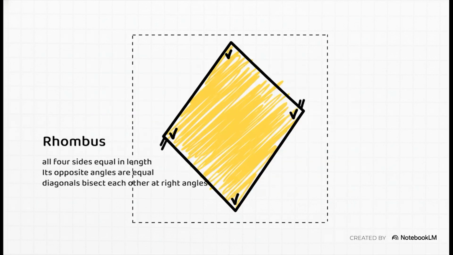Now, let's check out the rhombus. Its key property is that all four of its sides are equal in length. The easiest way to picture it, just think of a square that's been kind of tilted or pushed over a little bit. It's got this perfect symmetry, which is probably why you see it so often in patterns like on tiles or in jewelry designs.